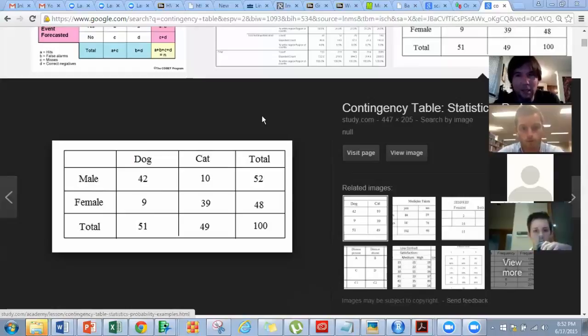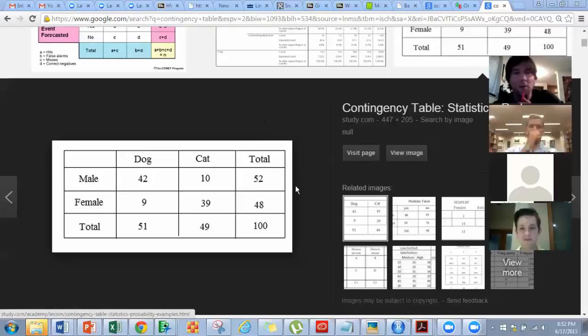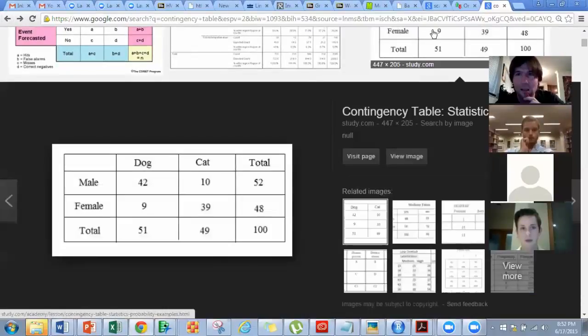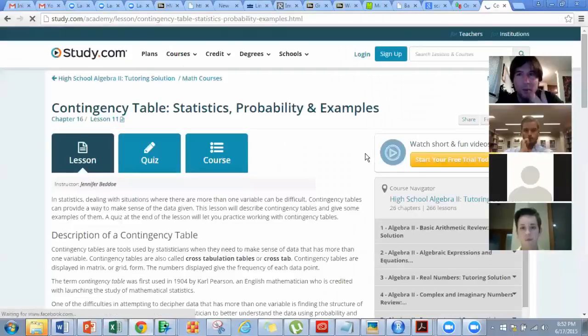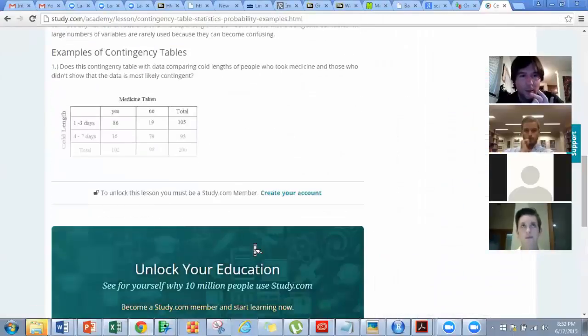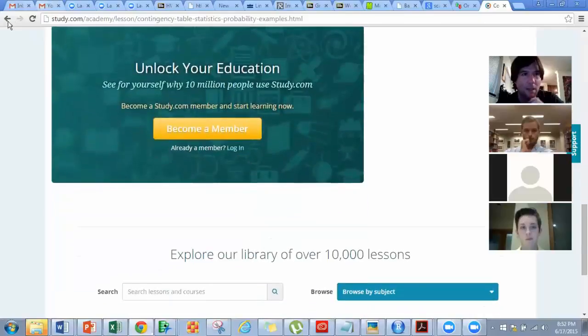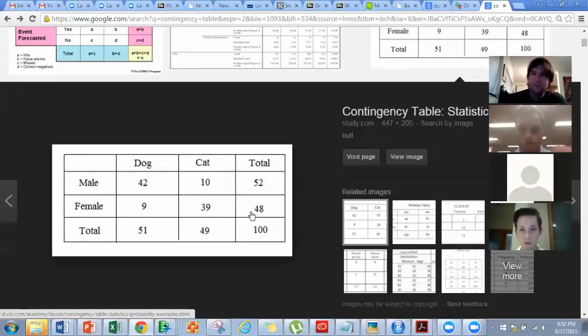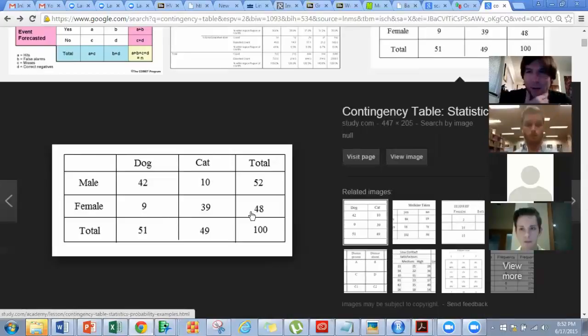If you say 10 guys like cats and 42 guys like dogs, meanwhile 39 women like cats and nine women like dogs, it's like, whoa. And we can see that. If we were to represent this by a mosaic plot, if this is on some study page, I would think whoever is putting this out is going to show me the mosaic plot too.